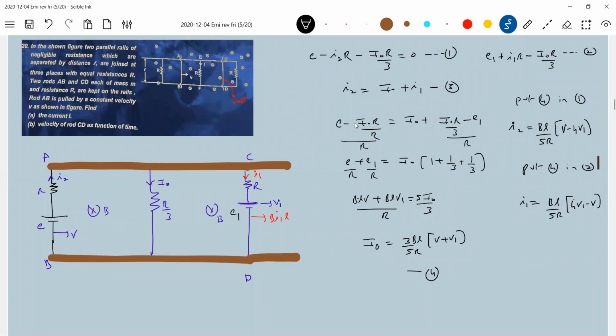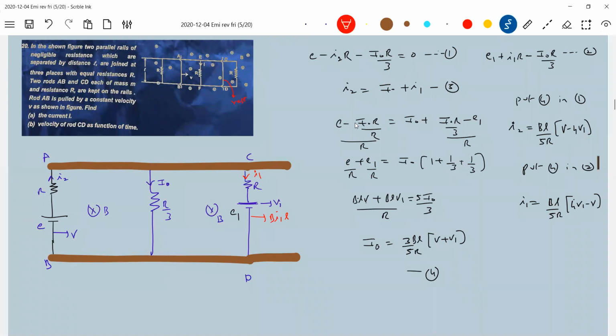Okay, I got I1 and I2. After getting I1 and I2, what is the unknown thing now? Current I. Okay, these are I1 and I2. I'll substitute I1 and I2 here, but I0 and these two are unknown, no? And I'll substitute I0 also. So this will be the equation.